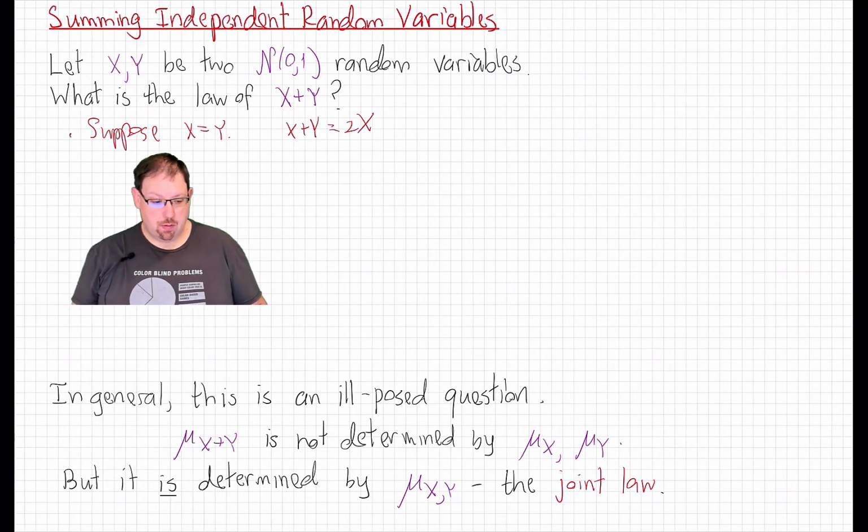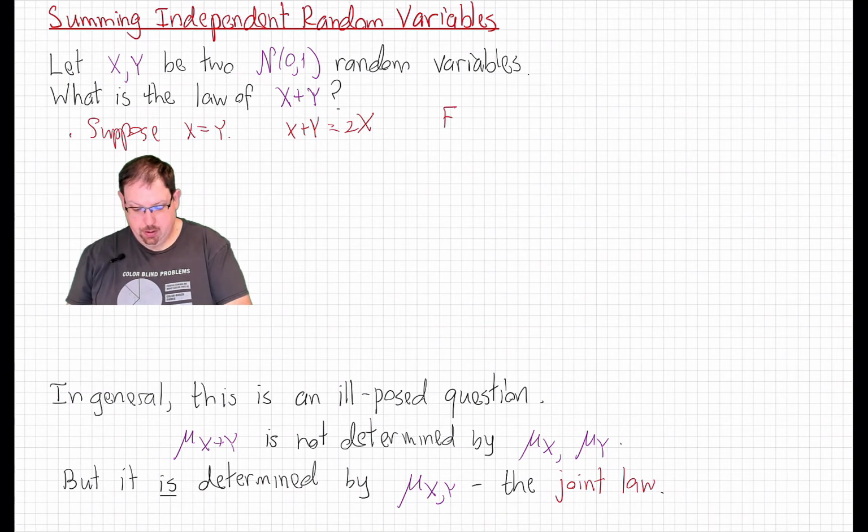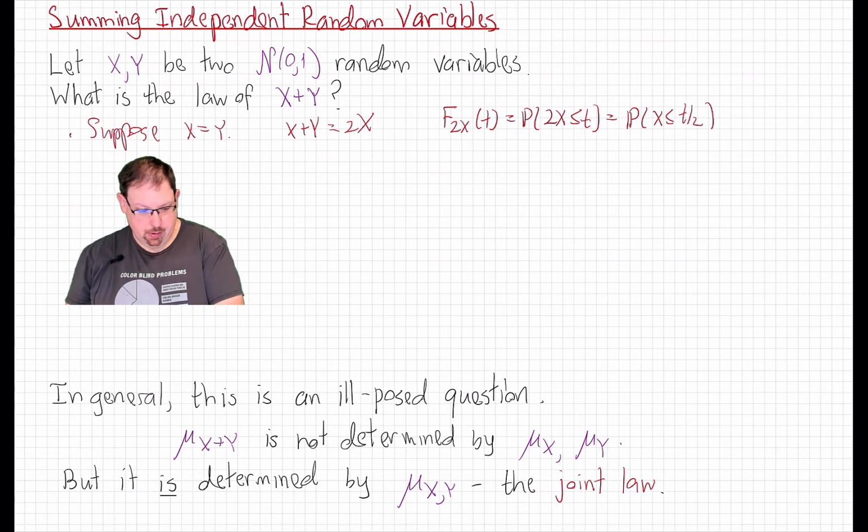What's the distribution of 2X? One quick way to understand that is to look at the cumulative distribution function, F of 2X at t, which is the probability that 2X is less than or equal to t, which is of course the same as the probability that X is less than or equal to t over 2. That is, it's the cumulative distribution function of X at t over 2.